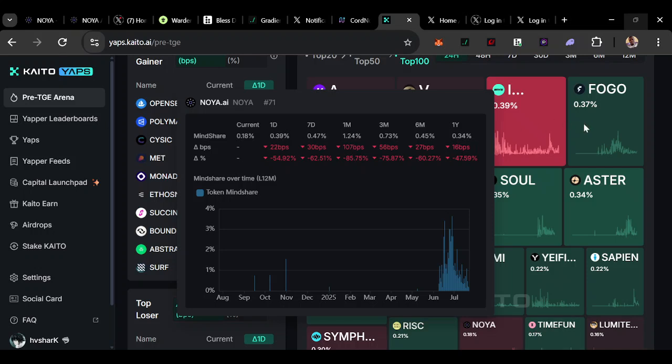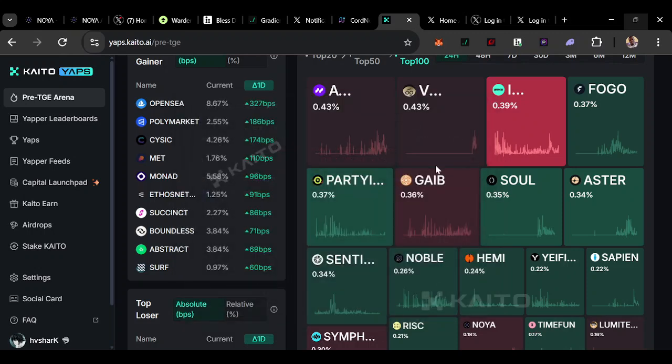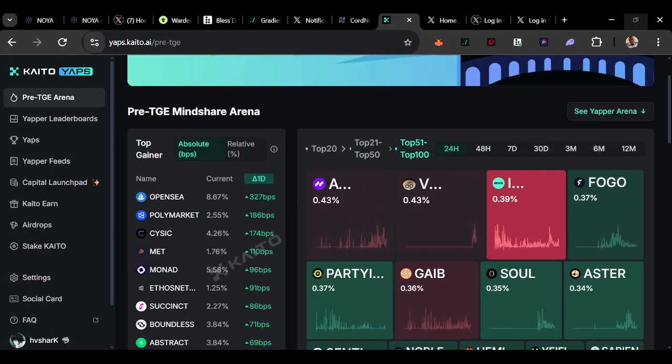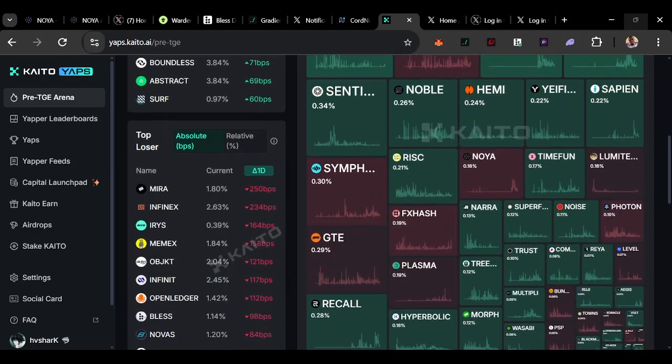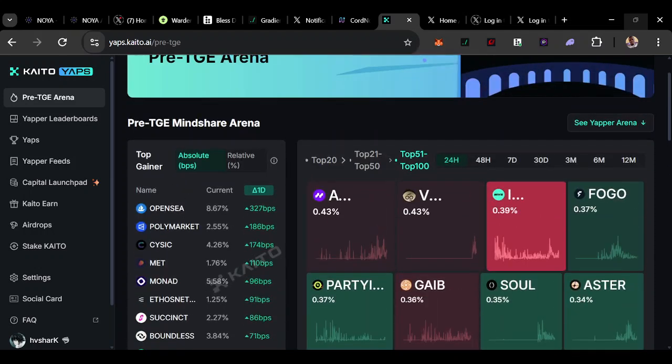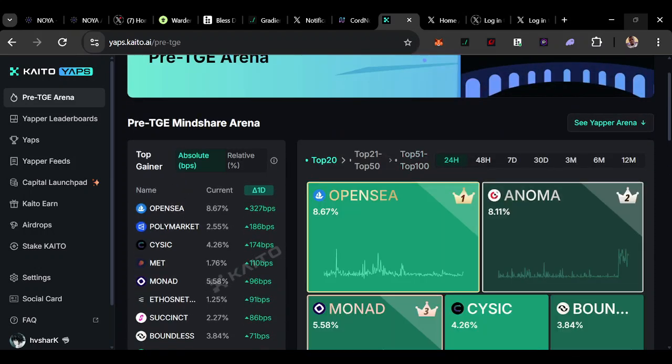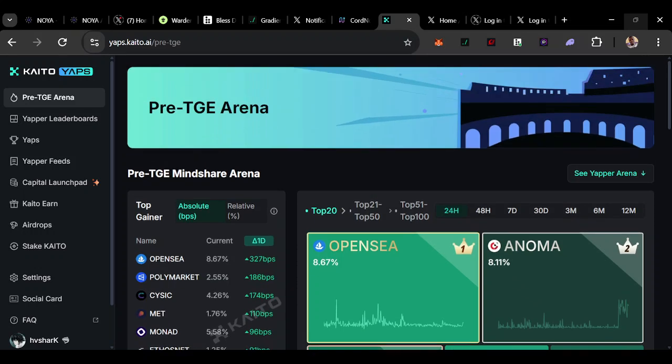Okay. So this is exactly what I want you to do. You're going to look for those projects that are in the top 100 and then yap about them. Because if you focus on top 20 or best projects, you may not stand an opportunity. And these are the things that big influencers are focusing on. So these are the ways you can actually get this.